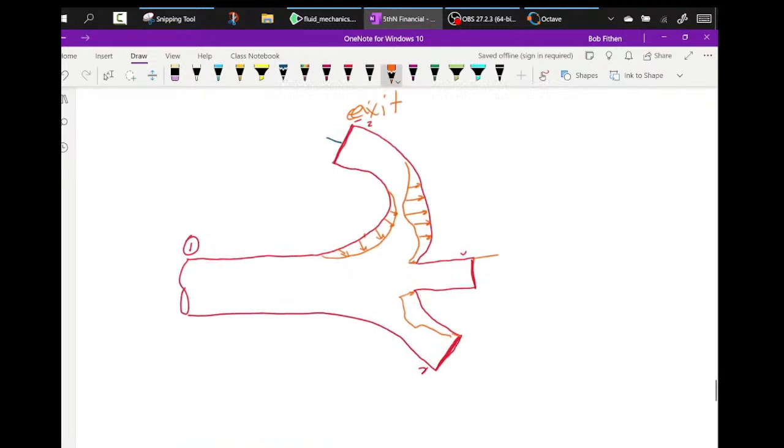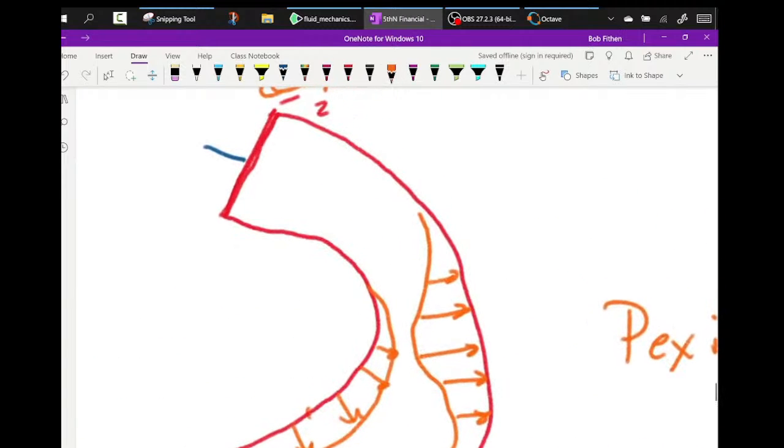This is an exit. So in fact, the pressure at the exit is going to be, I'm going to list it as pressure gauge, which means it's going to be 0. Which means if I zoom in here and look at what the pressure profile might look like, it's going to go to 0 here.